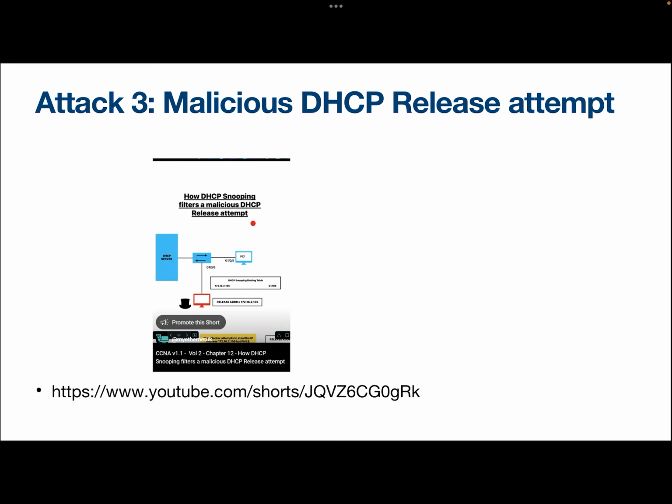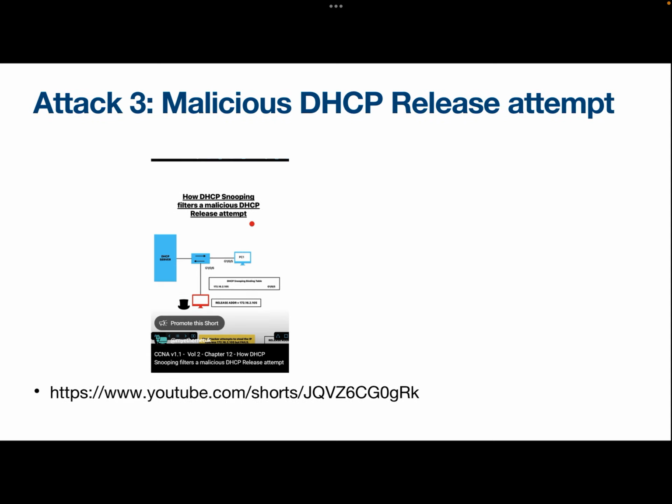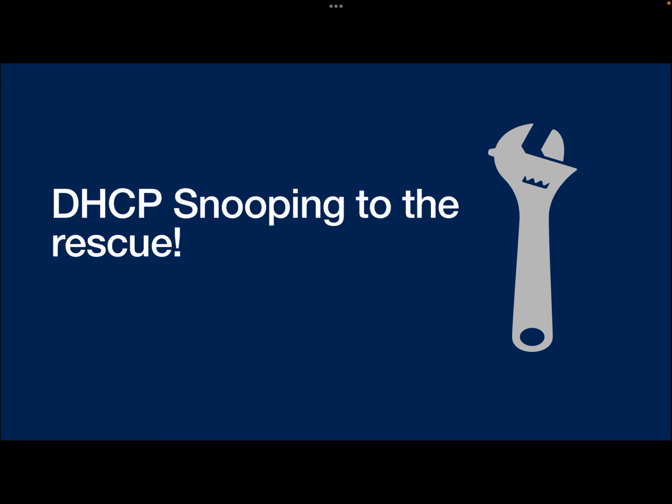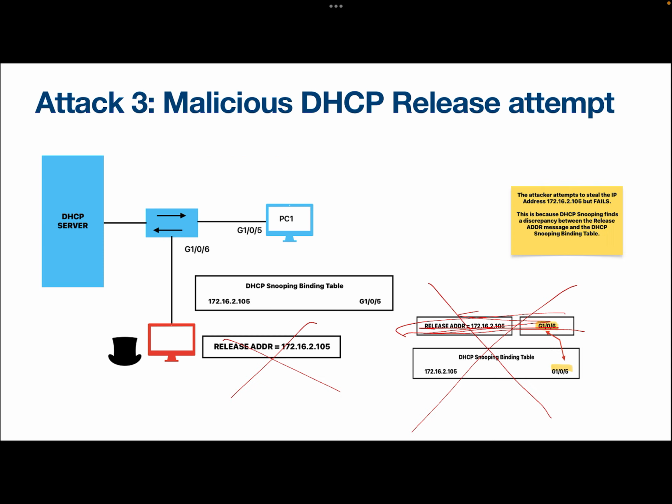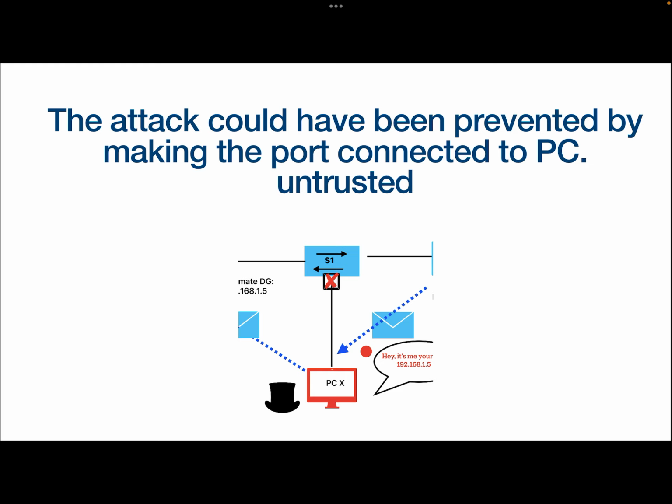Now, there's a short video on YouTube about this for you to review as well, which specifically talks about this attack. Moving on. DHCP snooping has come to the rescue in these previous attack situations. Here, this IP address could have been taken away from PC1 and given to the attacker, and the attacker could have caused major issues in the network.